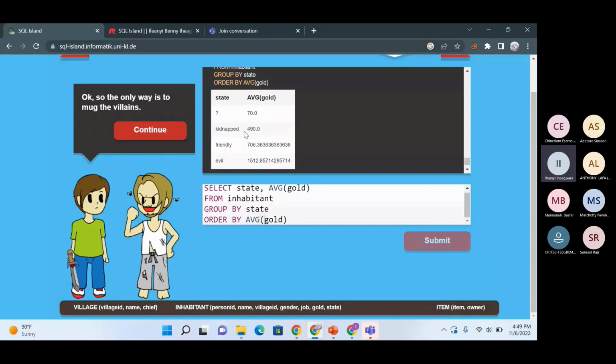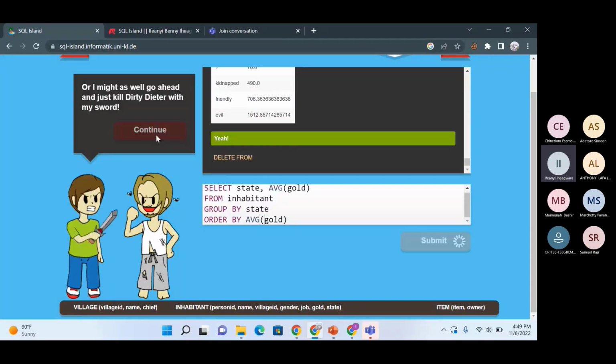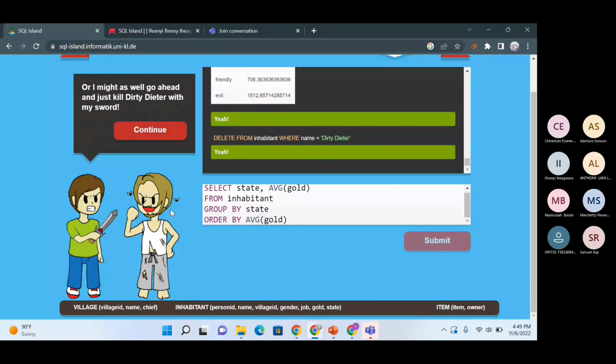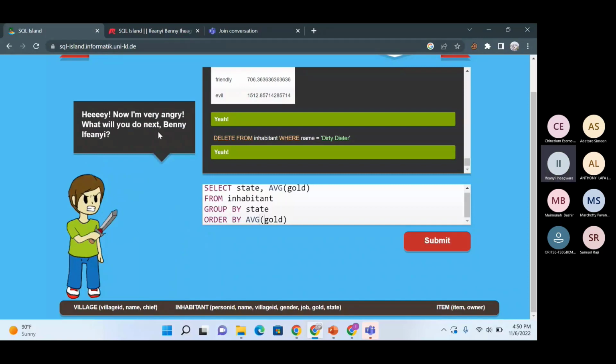Okay, so those that are evil get way more gold compared to those that are friendly, or the kidnapped. So the other ways for him to pay the ransom is either he kills the kidnapper or he steals from the evil. So at the moment he has gold, I think. Okay, so he has deleted the kidnapper, the state equals dead. Now, what will you do next?